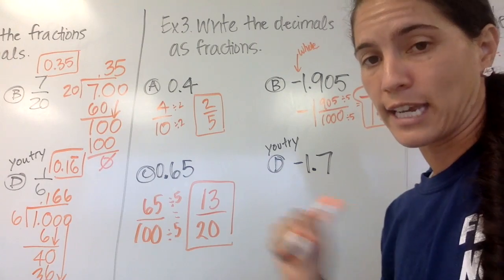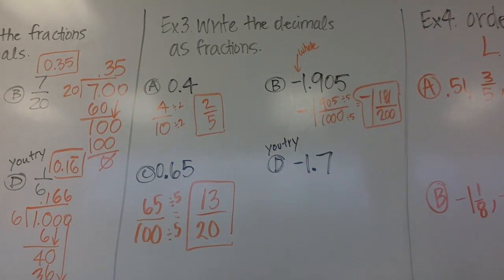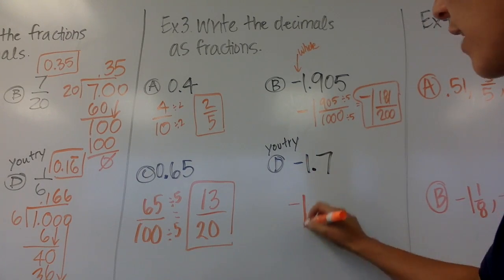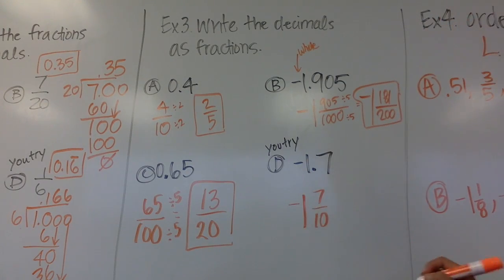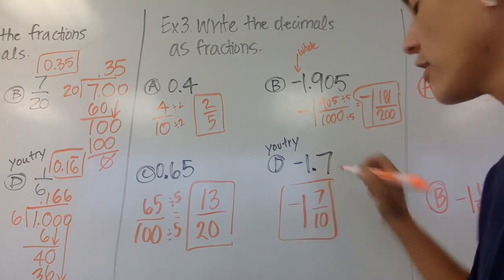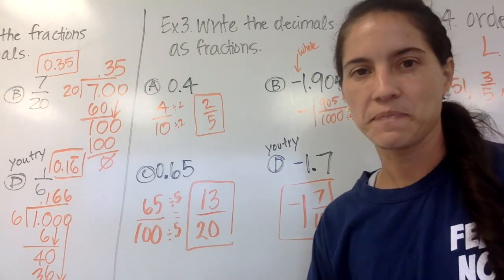Now you try D. Pause it, and you try D. All right, so that's a whole number, negative 1 and 7 tenths. And then 7 tenths is reduced, so that would be your answer. Easy one.